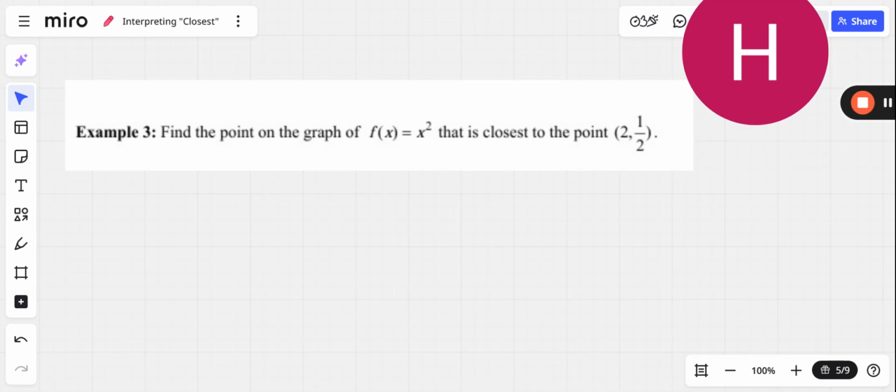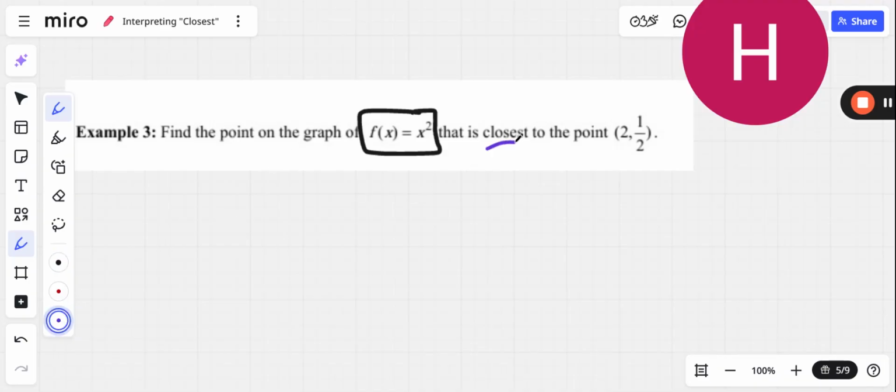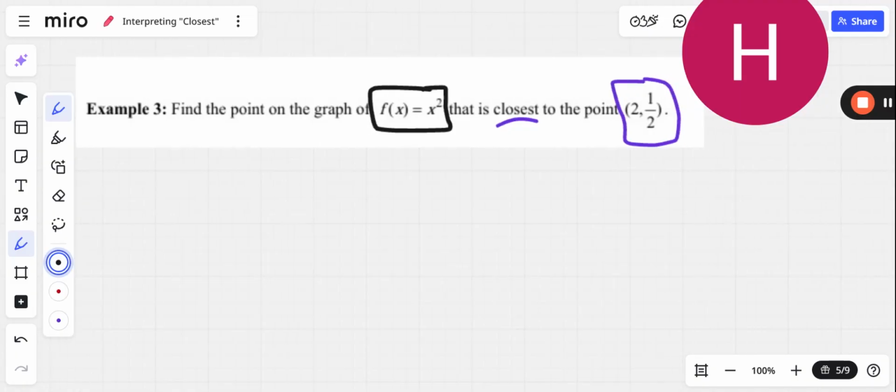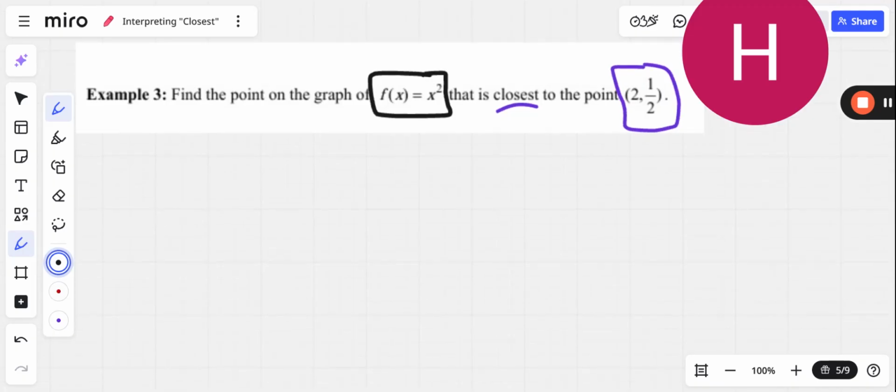And in this one, we have to find the closest point on this graph. It has to be a point on x squared that is closest to this given point. So it'll help if you have a diagram or a sketch of the graph to see what that looks like. You should know how to do that very quickly. It should not take you much time at all.